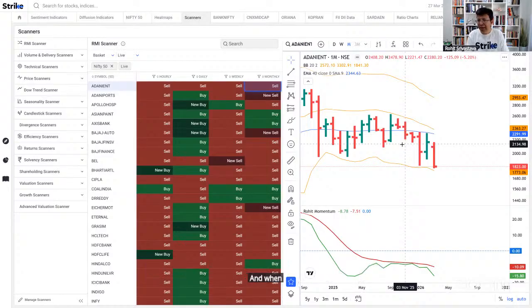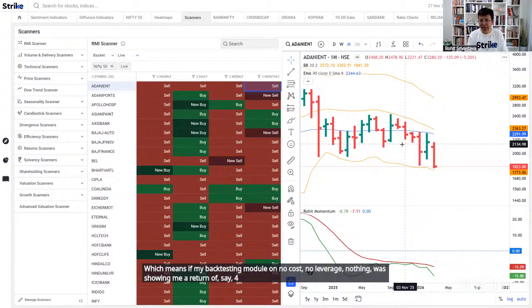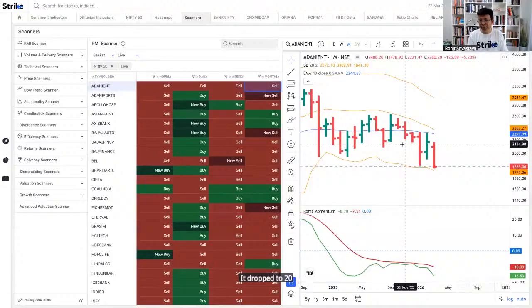And when I did that backtest, I found that my returns, if I don't execute it today, drop by 50%. Which means if my backtesting module on no cost, no leverage, nothing was showing me a return of say 43, 45%, it dropped to 20% if I buy tomorrow morning.